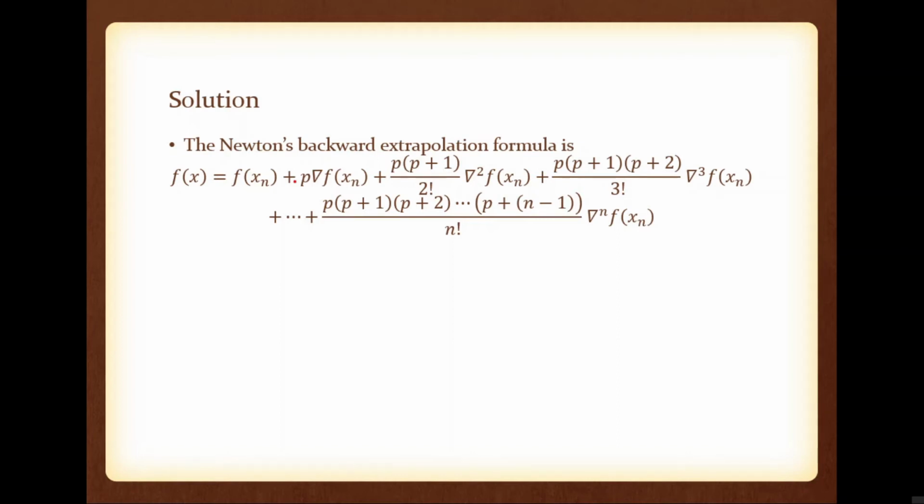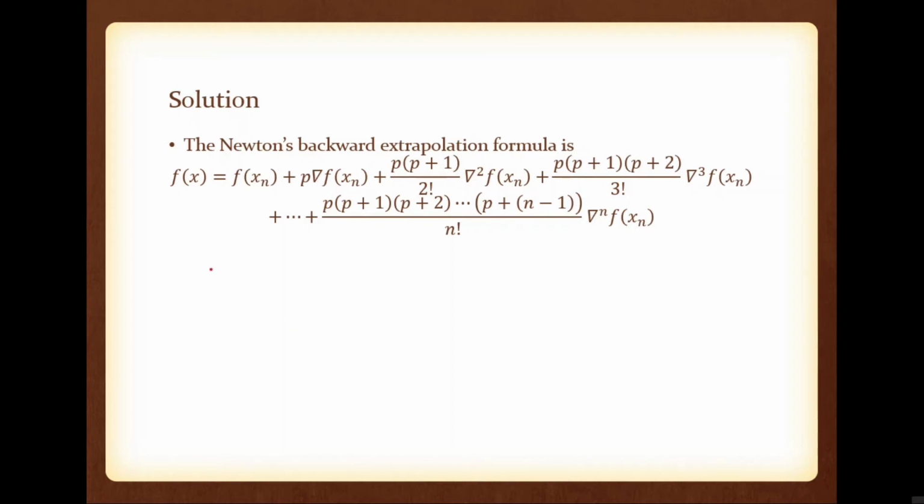There is no need to go beyond this term, because the last difference term available is del raised to 5 f6. So we can use the backward extrapolation formula up to del raised to 5 f6.